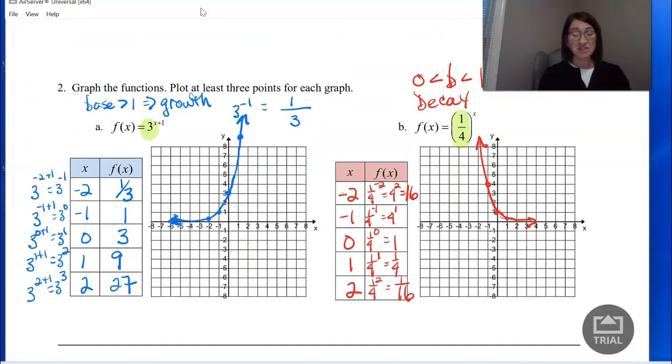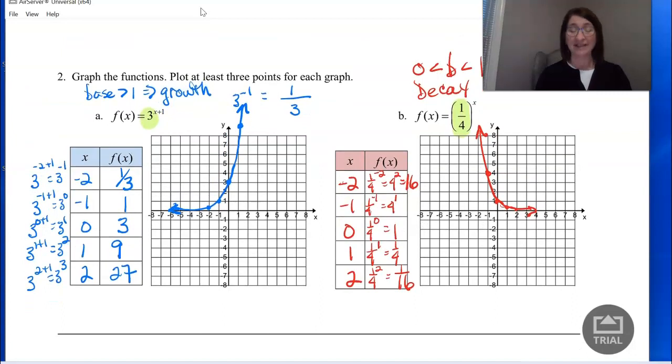All right, this was just short. I just wanted you to get a good sense of what an exponential function is. You know what it is, so now you can do your homework.